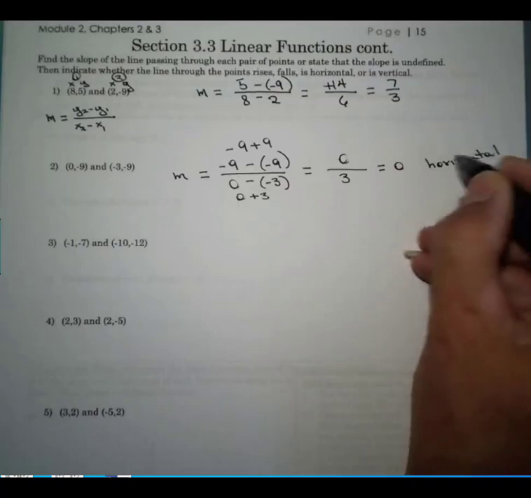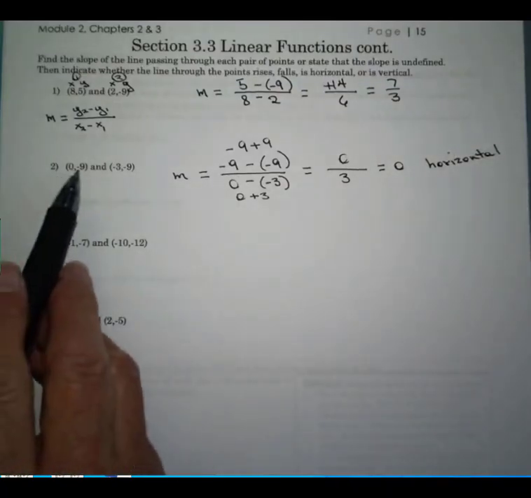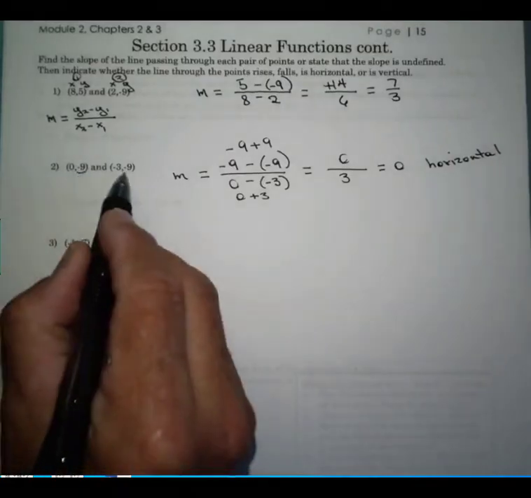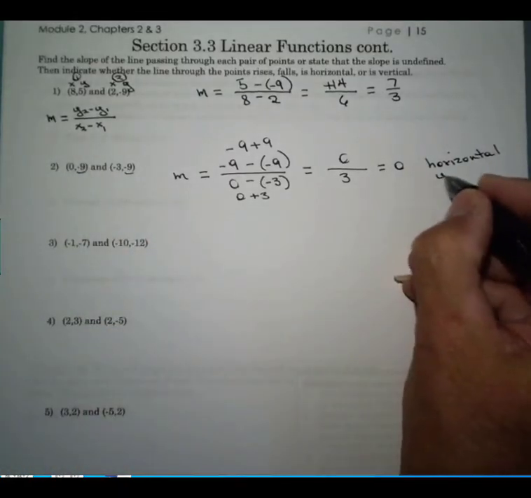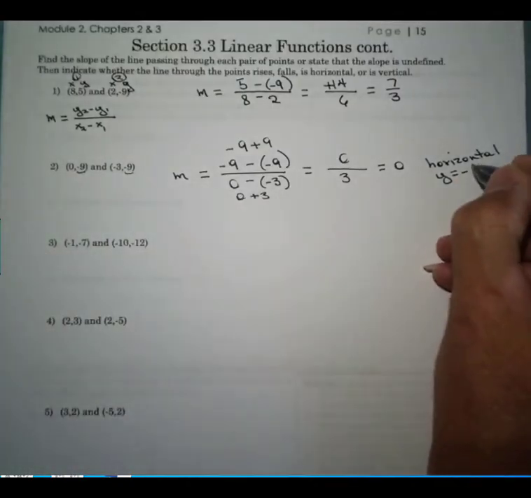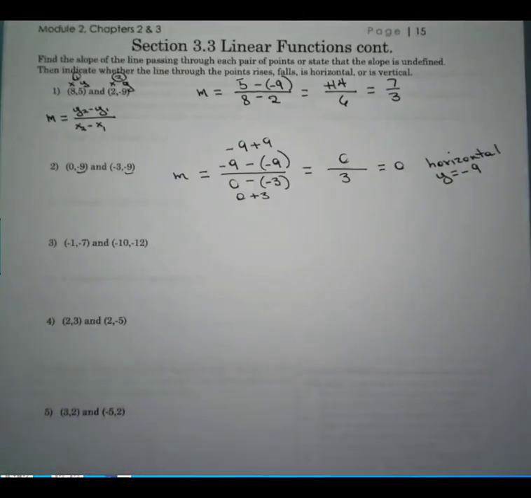It is a horizontal line where y is going to equal negative 9. How do I know that? Because look, horizontal lines are always y equals something. And the y in my 2 points I have is negative 9. Now let's look at another one.